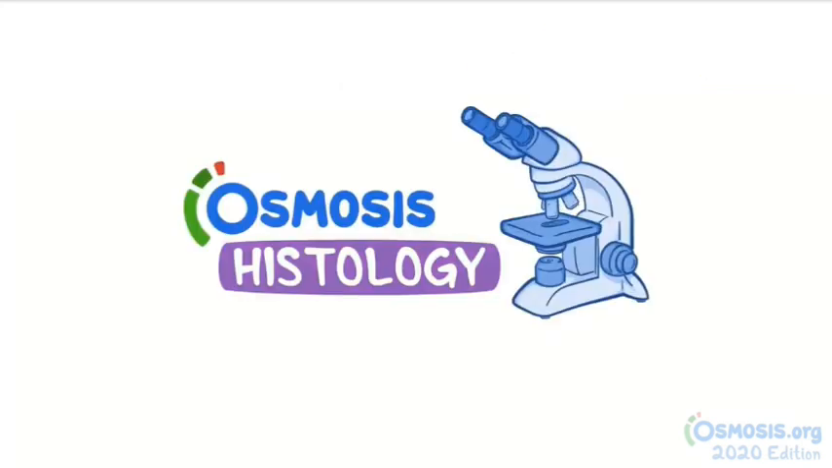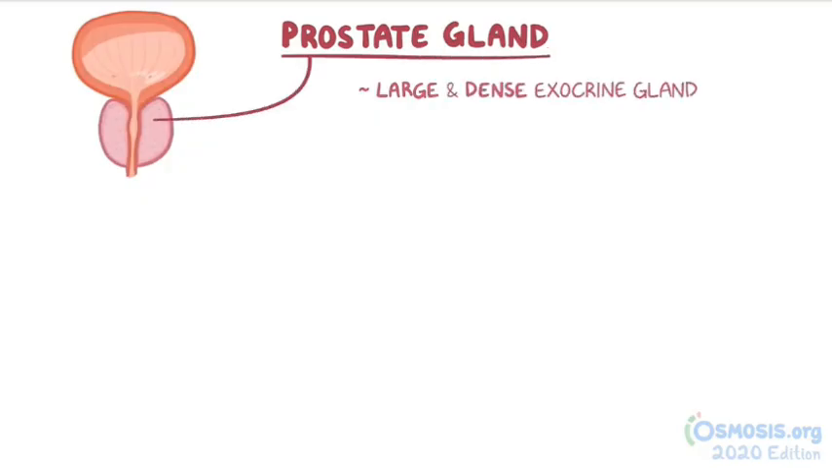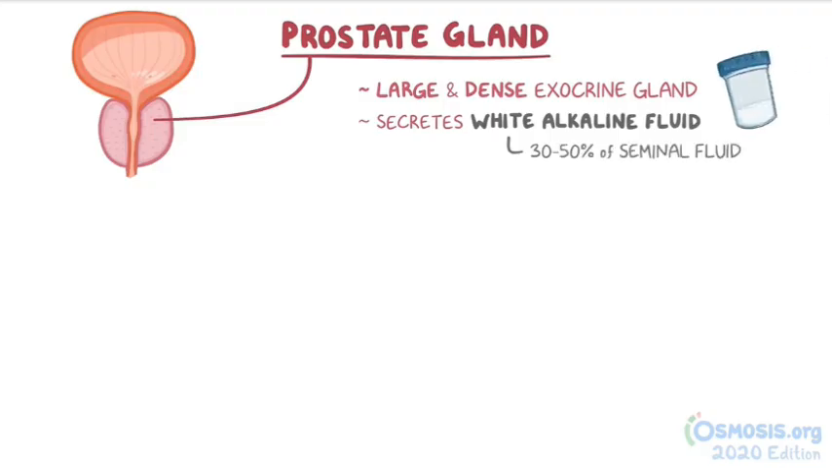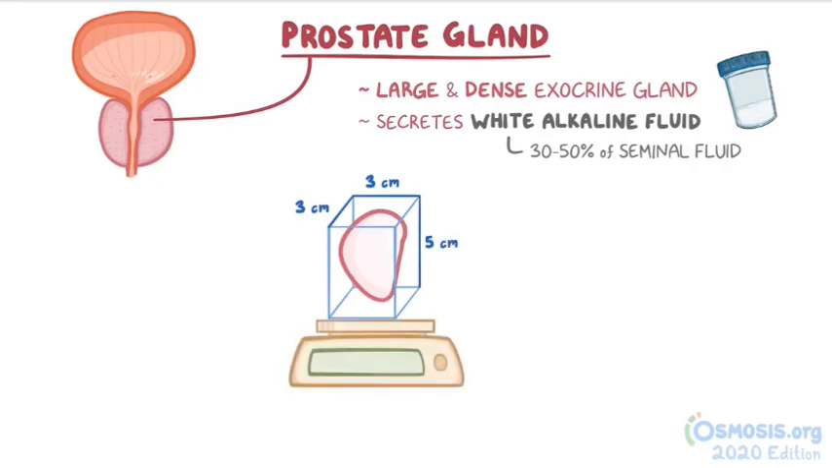Now, let's get a closer look. The prostate gland is a large and dense exocrine gland that's responsible for secreting a white alkaline fluid that makes up about 30 to 50% of the seminal fluid volume. It's the largest accessory sex gland in the male reproductive system, measuring approximately 3 centimeters in length and width, with a height of 5 centimeters. The average weight of a normal prostate gland is about 11 grams. Due to its similar size and shape, it's sometimes compared to a walnut.